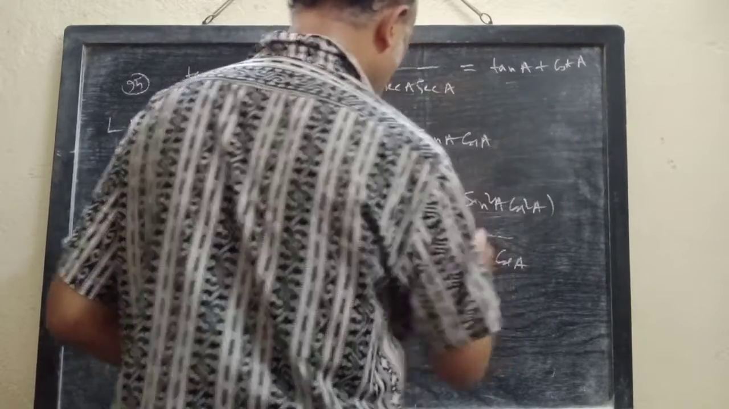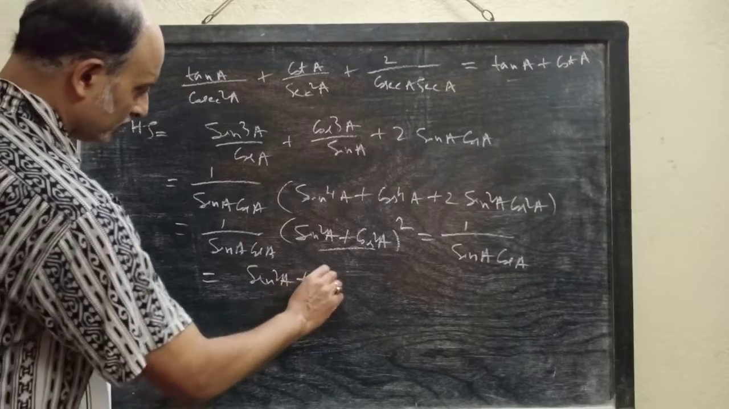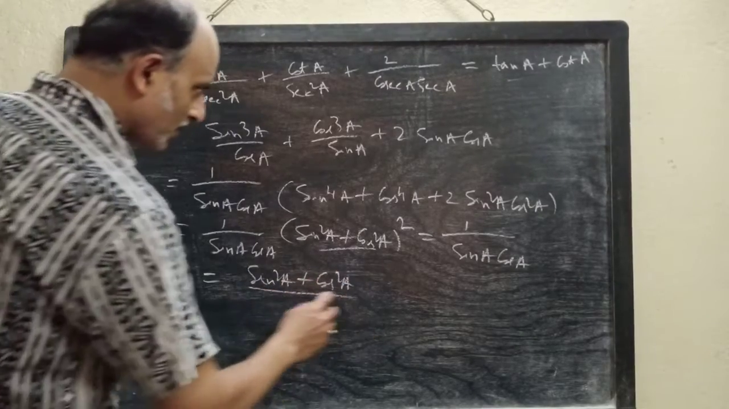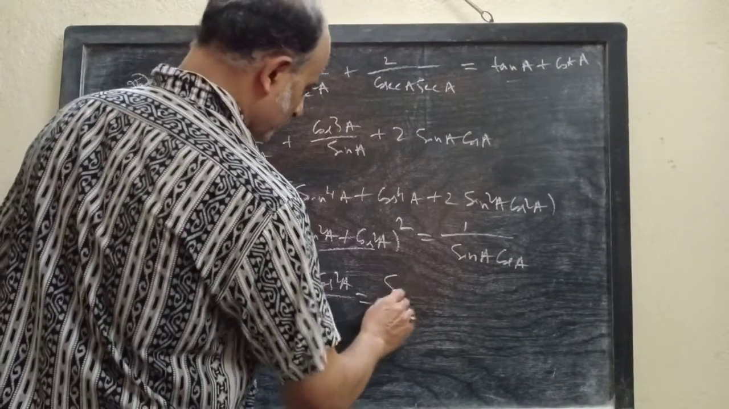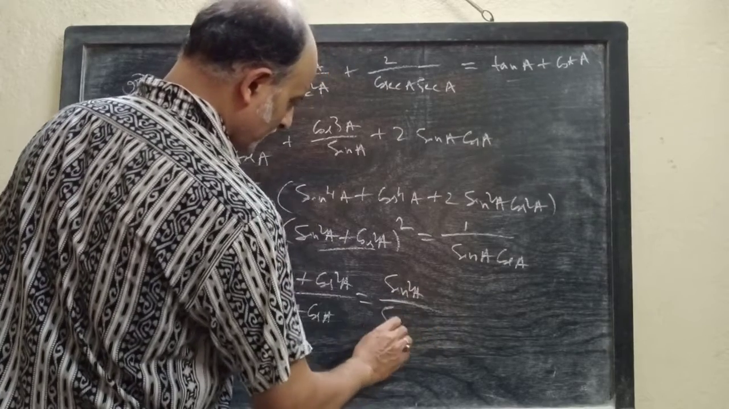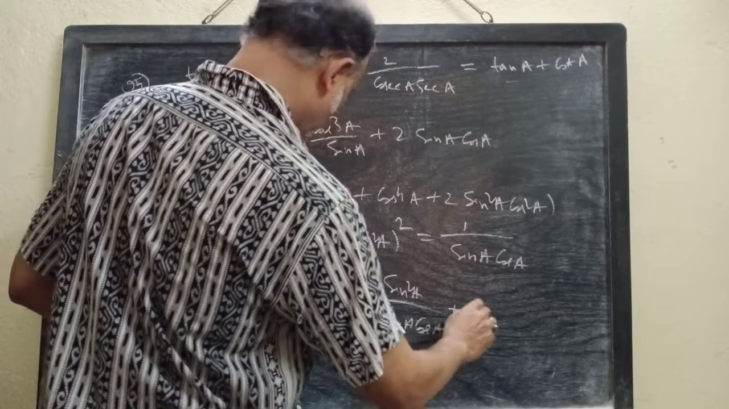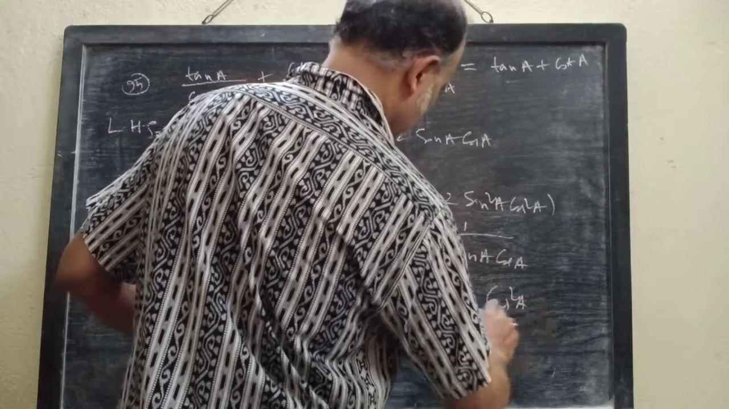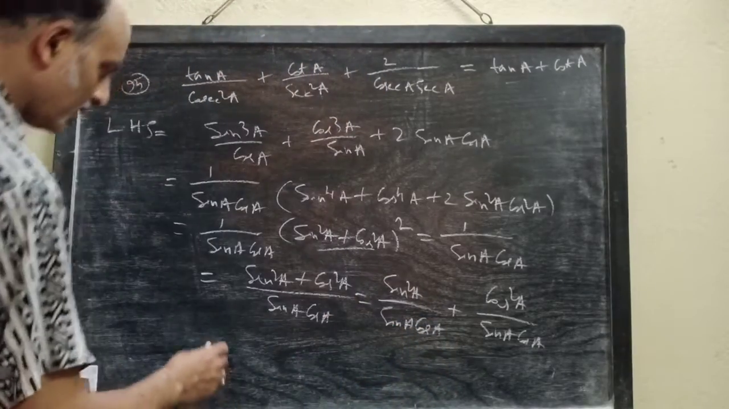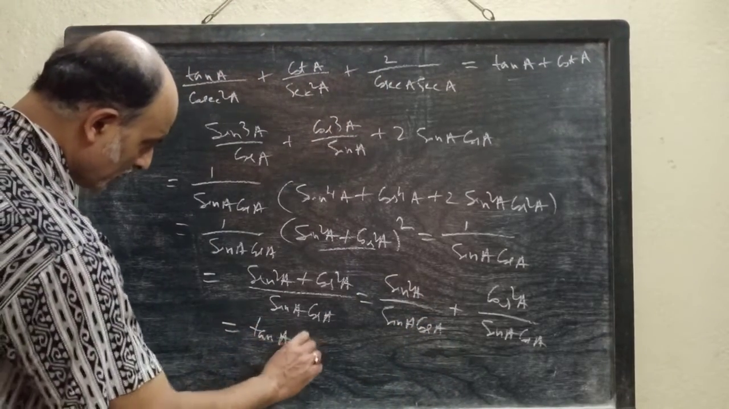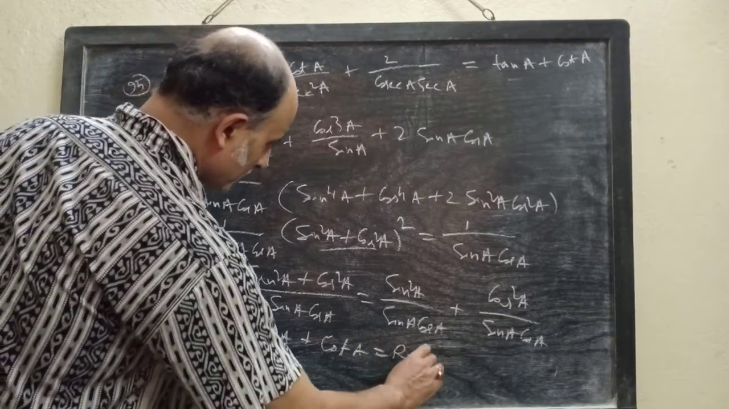Now we have to go here, so next replace 1 by sin square A plus cos square A, divided by sin A cos A. Now you can write it as sin square A by sin A cos A plus cos square A by sin A cos A. Cancel sin A, then it becomes tan A, and cancel cos A, so it becomes cot A. Goes to RHS.